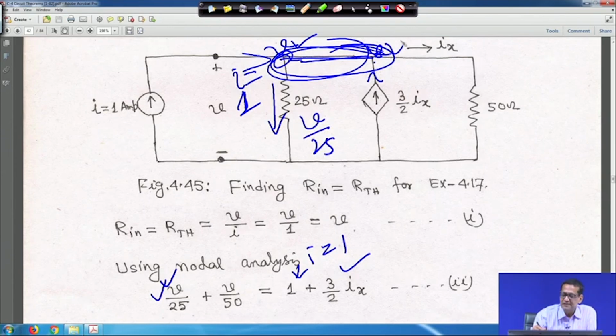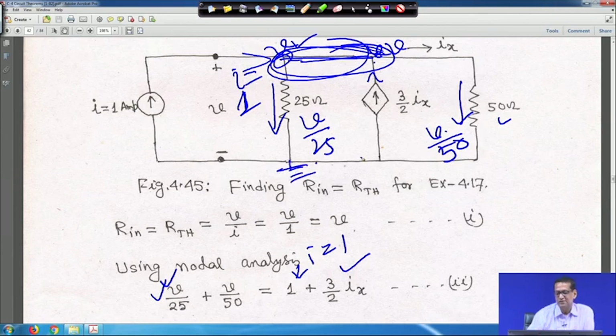Another, the voltage V is here also and this is 50. So, here it will be leaving, V by 50, because you can ground it, like the nodal analysis we are making. So, here it is V by 50. So, V by 25 plus V by 50 is equal to 1 plus 3 by 2 I x.